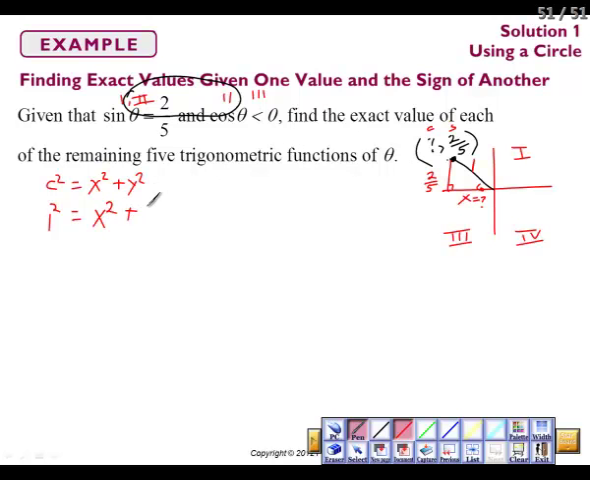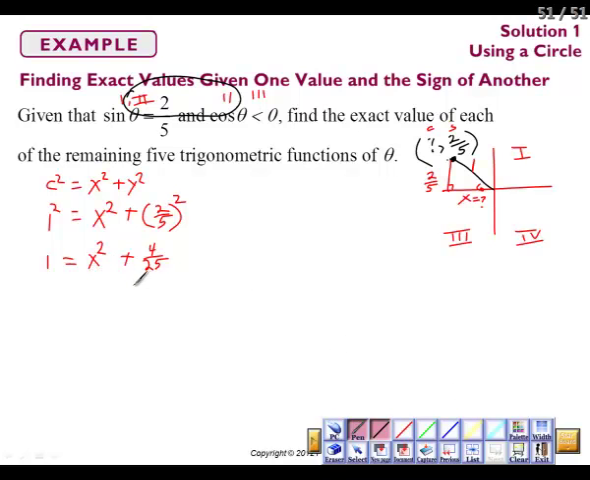But we do know what y is, that'll be 2 over 5 in c squared. And so 1 squared, 1 times 1, that's just 1. And so this will be x squared here. And so 2 squared is 4. 5 squared is 25. So now we can go ahead and subtract.